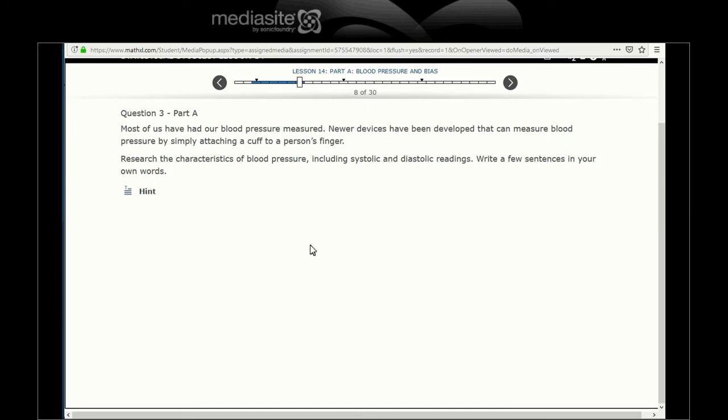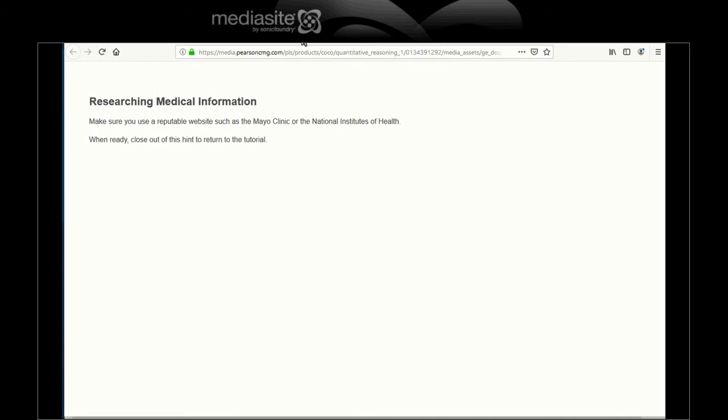Most of us have had our blood pressure measured. Newer devices have been developed that can measure blood pressure by simply attaching a cuff to a person's finger. Readings carry the blood pressure, including systolic and diastolic readings. I believe this is your upper pressure and this is your lower resting pressure, like 120/80. Write a few sentences in your own words. I'll leave that up to you to do.